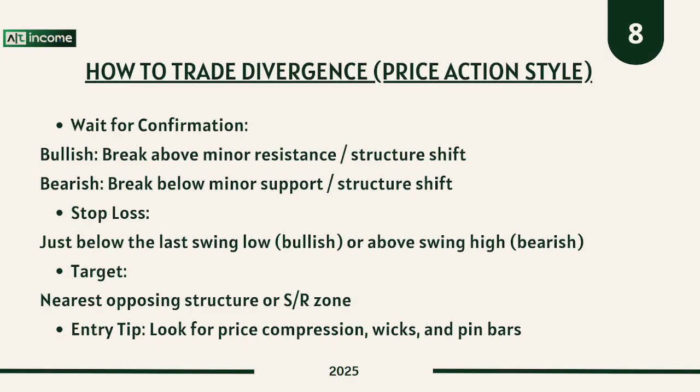Now, what was the target? The nearest opposing structure or support and resistance, just the next low or the next high. If you are selling, the target is the next low in structure, and if you are buying, the next high above that. Okay, entry tips: look for price compressions, wicks and pin bars. Look for rejections, look for mitigations. These are the things I do, and when you understand them and know them very well, your analysis is going to be on point.